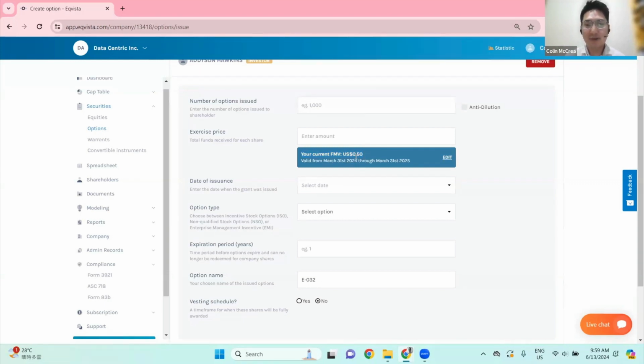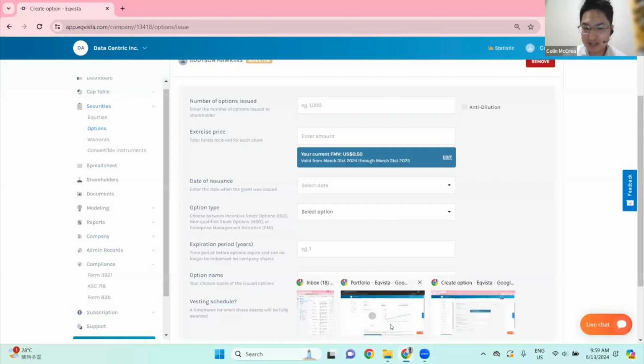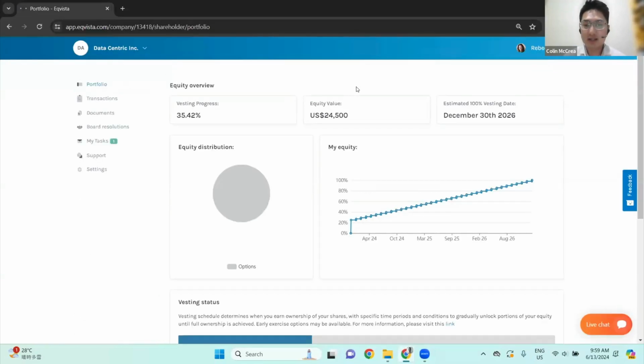So this is a really brief version of all the features on the platform, but a lot of things are actually free. There's up to 20 shareholders, so you can take advantage of that. And my last really quick bit is the shareholder view. In the platform, all of the shareholders get their own separate account.